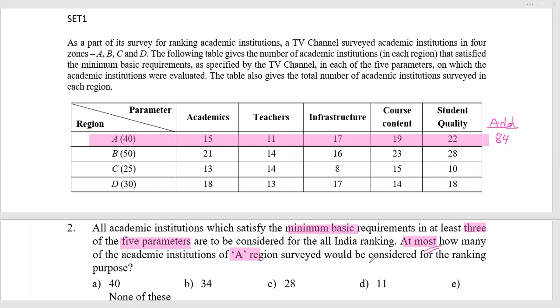So what I will do to satisfy the maximum, because at the most how many academic institutions of A would be considered for the ranking purpose? I want to give maximum. So to get the maximum, what should I give? These 84 chocolates I will distribute in such a manner that if a student has received any chocolate, he has received 3 chocolates. In this way, if I divide by 3, then I can find that maximum number.